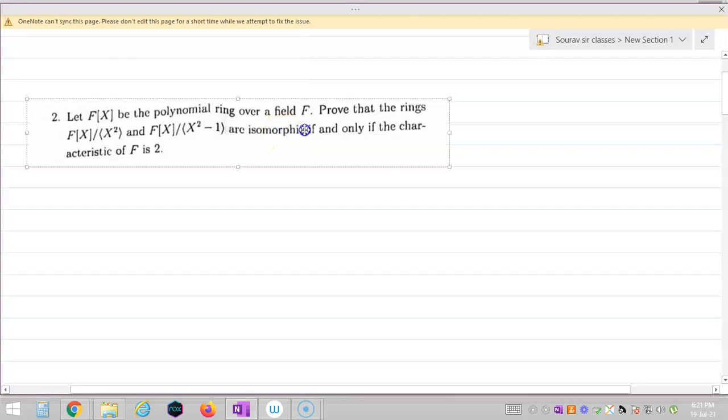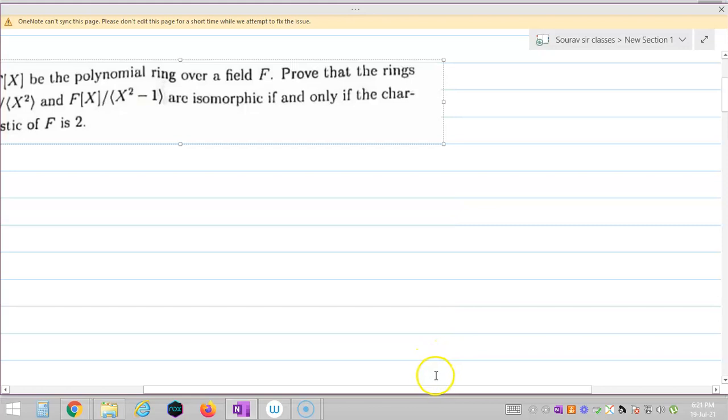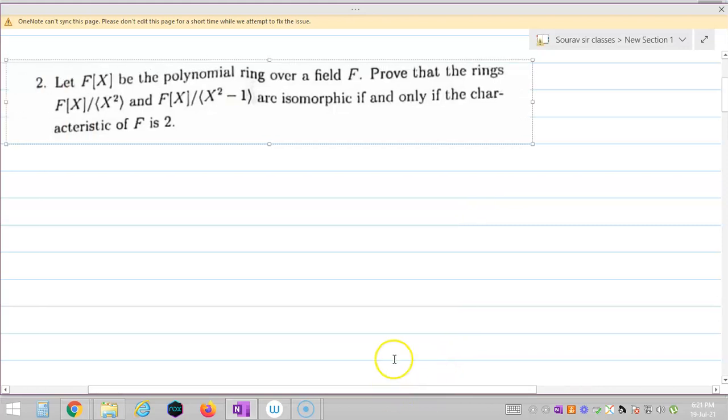Okay, let's solve question number 2, which says... just a minute, let me zoom it. Question number 2 says that F[x] is a polynomial ring over the field F. Okay, so F is a field, and we know that if F is a field, F[x] is at least a Euclidean domain. So prove that the rings F[x] by the ideal generated by x squared and F[x] by the ideal generated by x squared minus 1 are isomorphic if and only if the characteristic of F is equal to 2. Okay, so we need to show it.